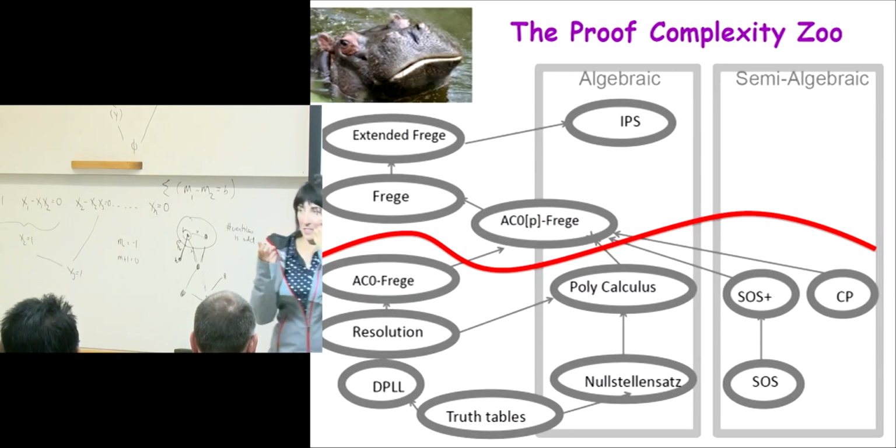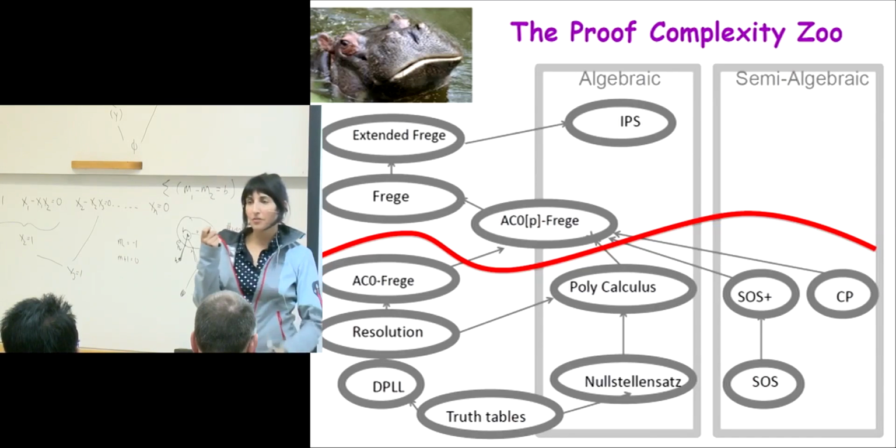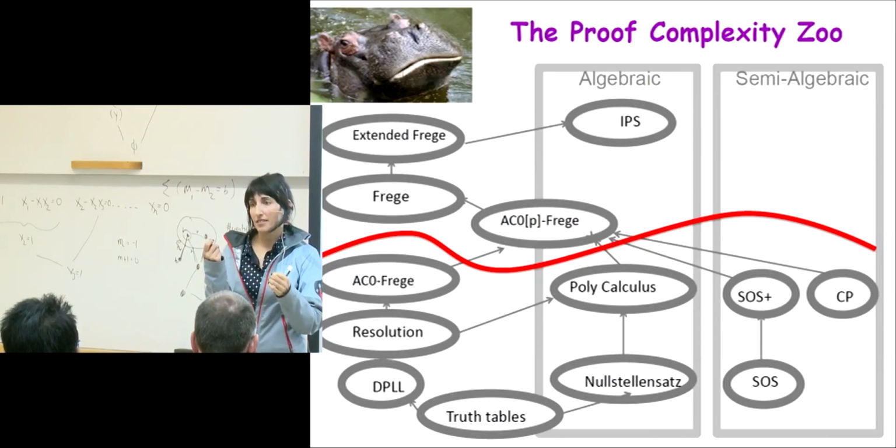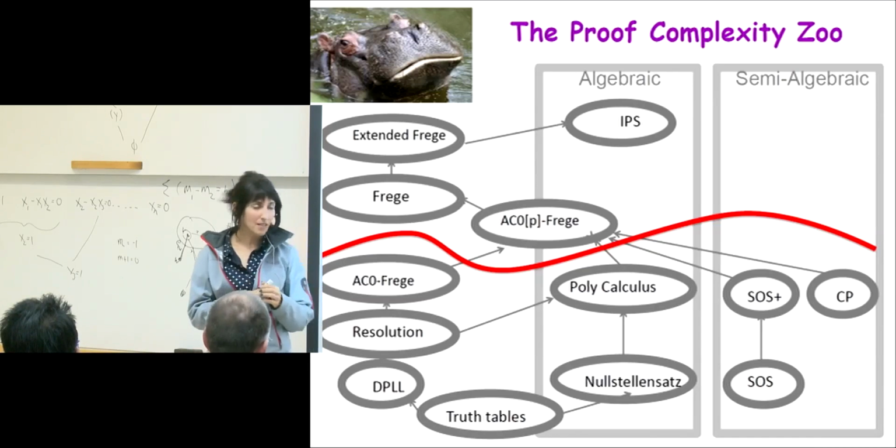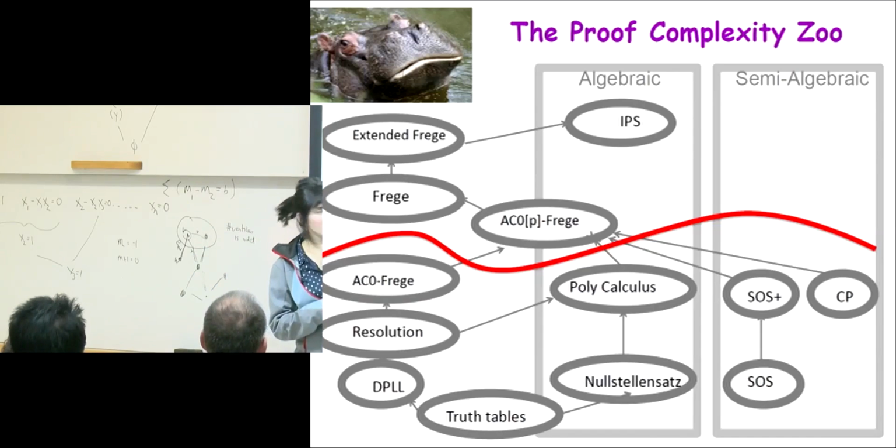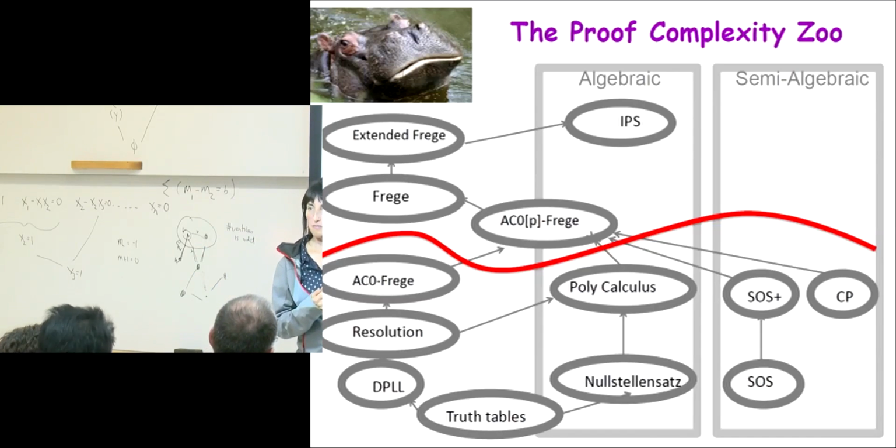Yeah, because you can think of the lines as just being, if you're over GF(2), the lines are like mod 2 of ANDs, as opposed to a general circuit. So this is a very restricted type of AC0 Frege proof if we're over, say, GF(p) in both.